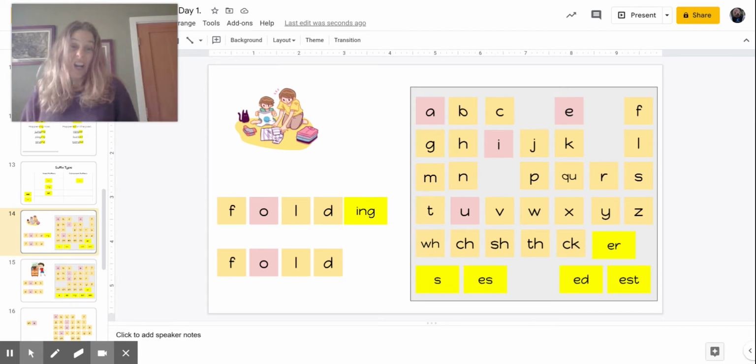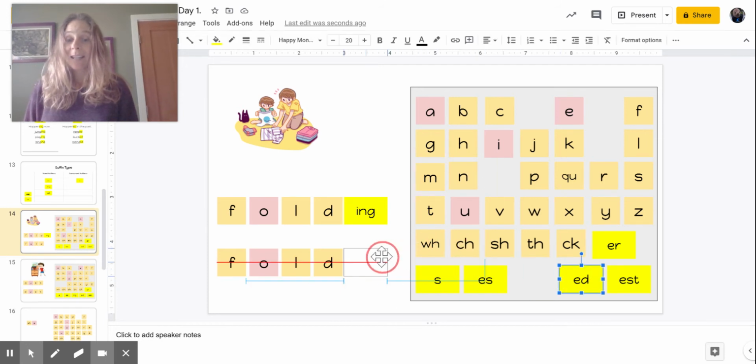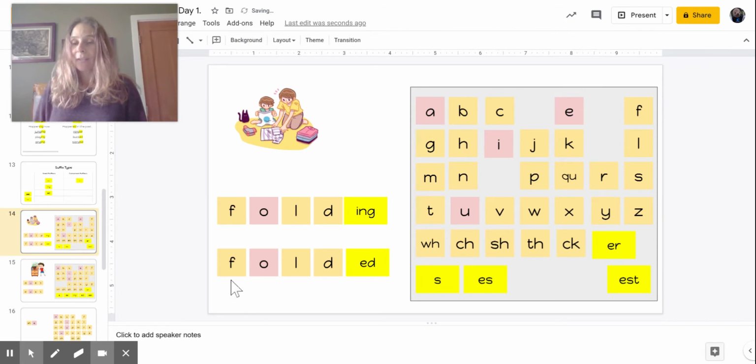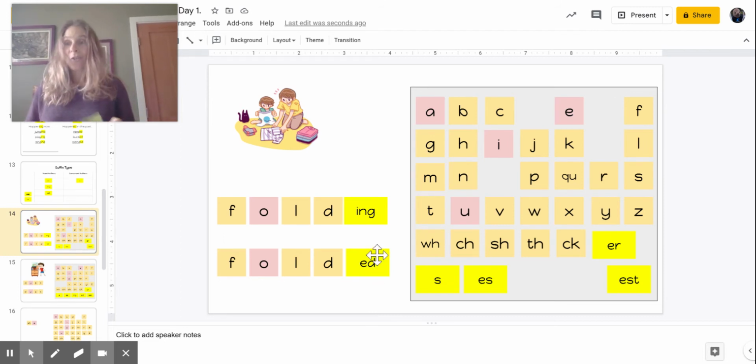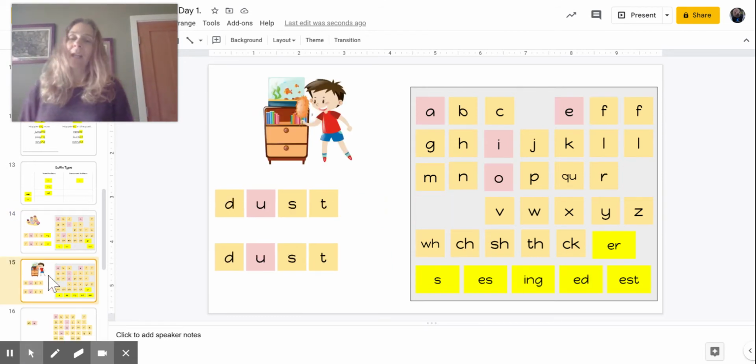So, my husband Bob's nice and he folds them for me. So, yesterday, Bob folded my clothes. Now, I'm going to add my ed suffix because he did it yesterday. So, I've got my base word fold and I've got my suffix at the end. And that's our yellow suffix frame, like I showed you when we introduced our suffixes. Now let's take a look at one more, and then we're going to do some writing.